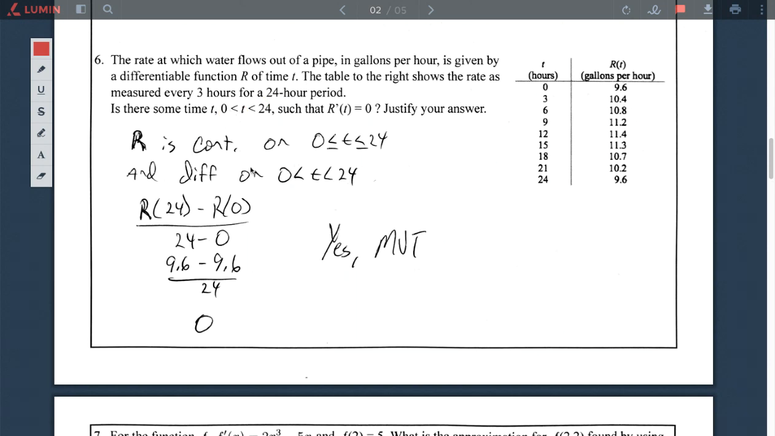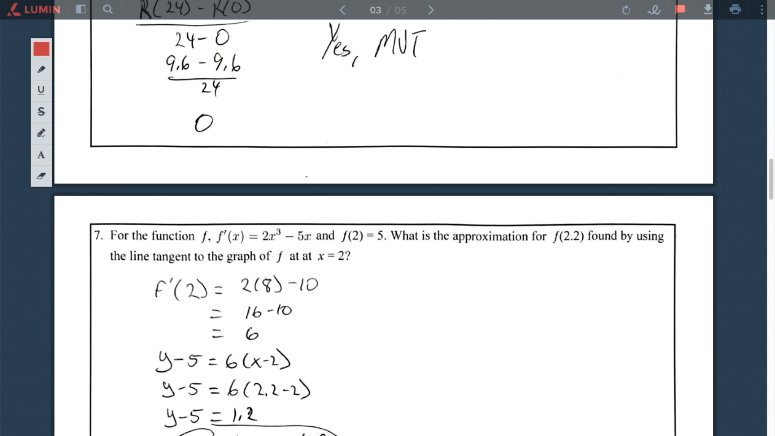All right, so it says we are differentiable, so that means we're continuous on the closed interval and we're differentiable on the open. R of 24 minus R of 0 over 24 minus 0. I've got 9.6 minus 9.6, which is 0. So my average rate of change is 0, so the answer is yes, MVT. But I definitely need to modify that and put the equal to on there.